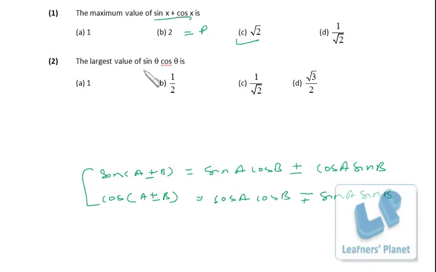Now the largest value of sin theta cos theta, the same concept we will be using, but in this case you must know the formula for sin 2 theta. Sin 2 theta is equal to 2 sin theta cos theta. See, if you put a and b both as theta, then sin of theta plus theta, that is sin 2 theta, is equal to sin theta cos theta plus cos theta sin theta, that is 2 sin theta cos theta. Okay, so sin 2 theta is equal to 2 sin theta cos theta.